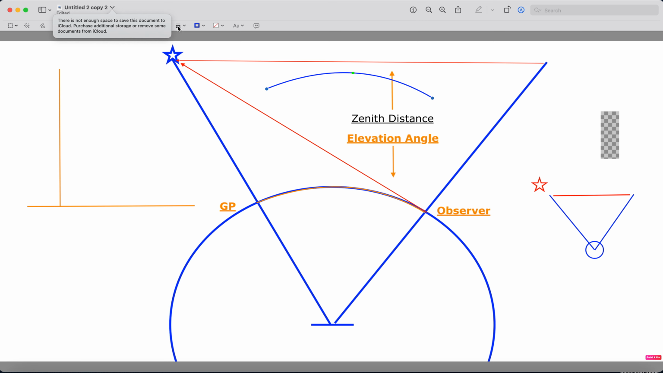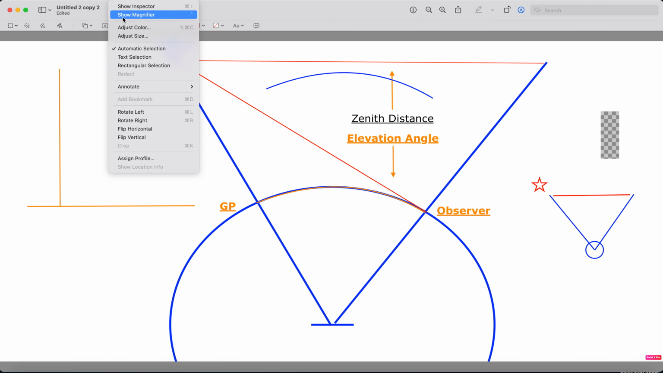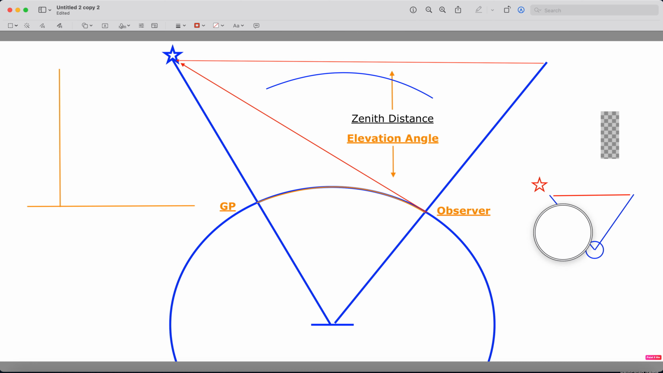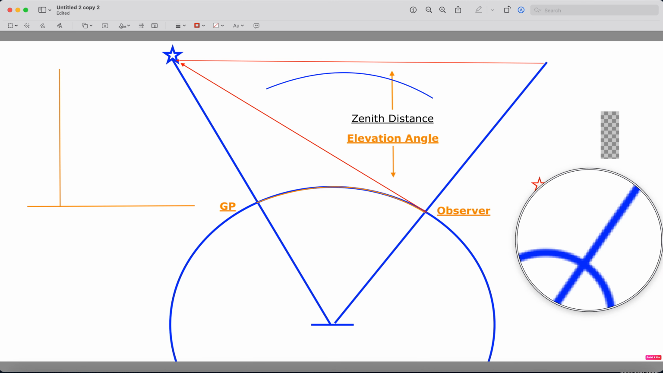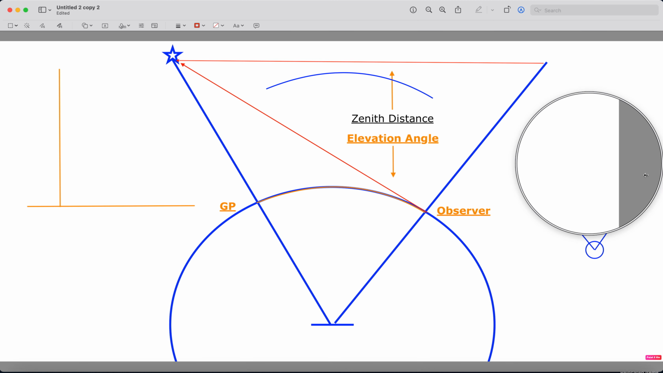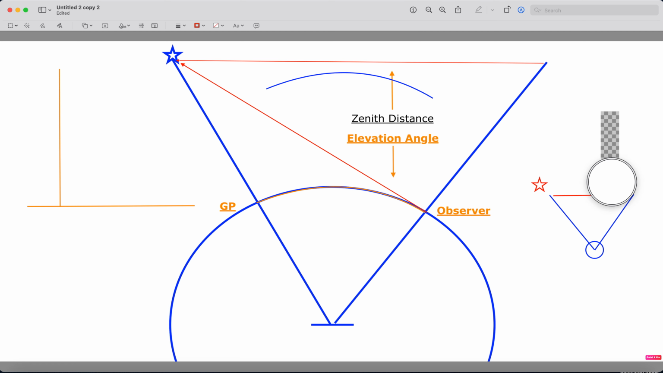So if I just get the, one second now, looking for the, where is the magnifier? Show magnifier, right. So here is the globe Earth, right? And here is the zenith up to this star. And here we have the zenith distance. And then we come back down to the globe Earth. So I'll try and make it bigger, right? See if I can make it bigger. Right, that's not really helping, right?